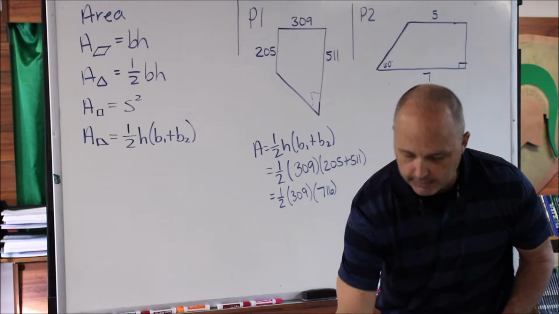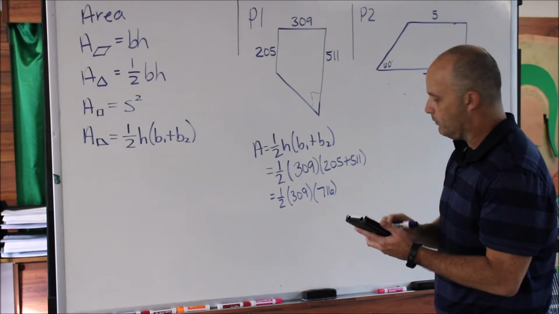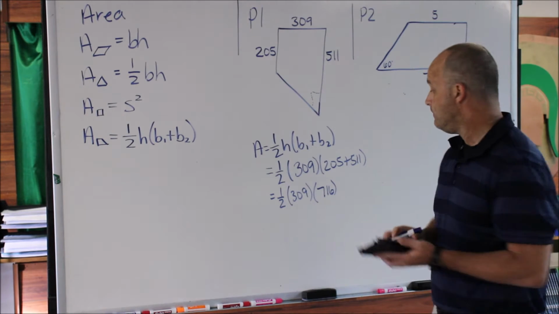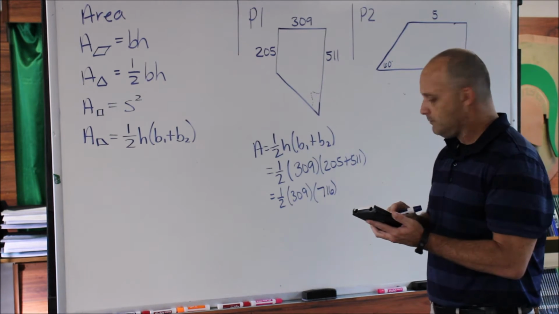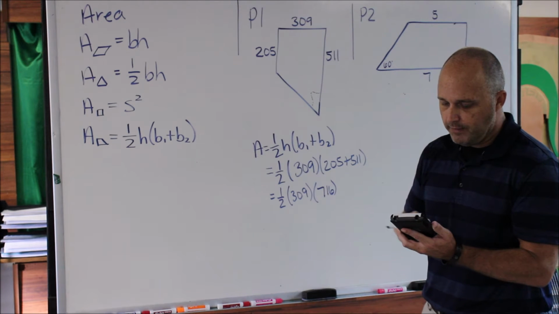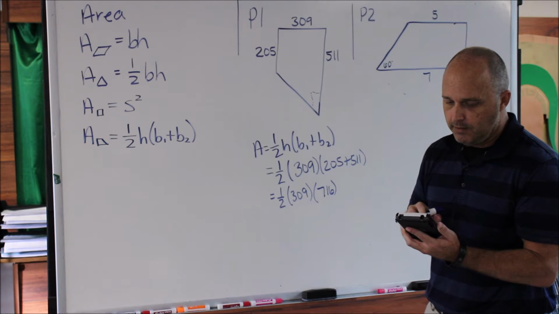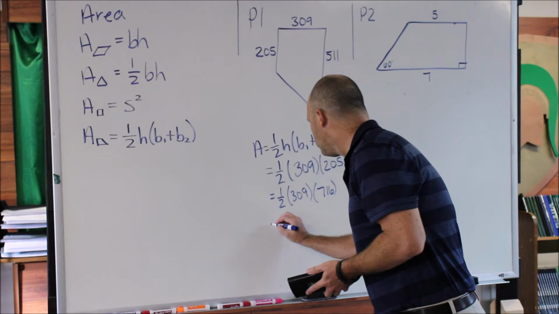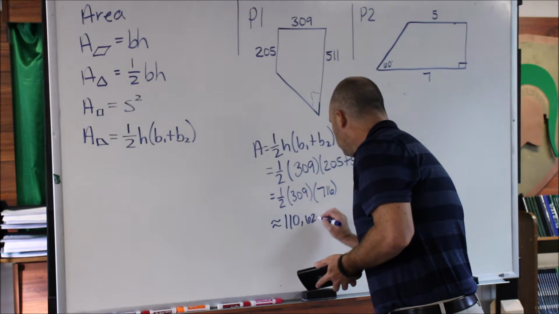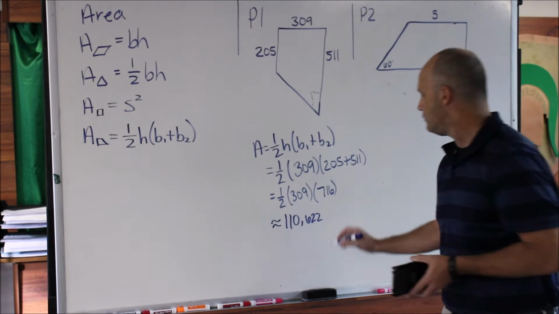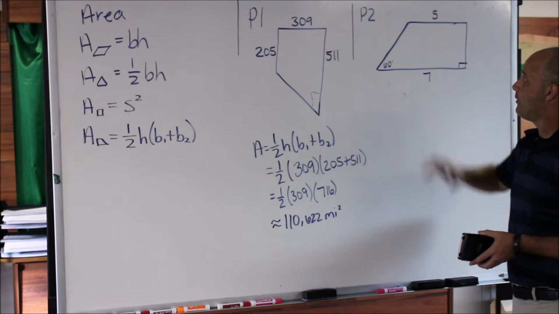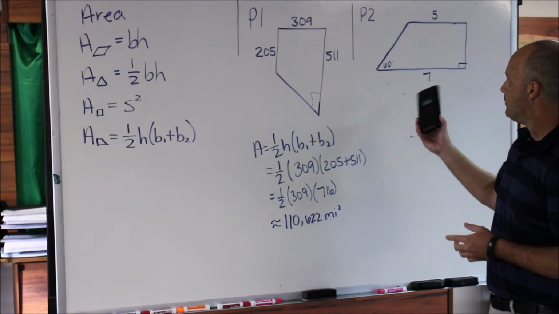So now go ahead and take the calculator out, and we're going to run this through. What I'm going to do is I'm going to run this through instead of as a half, dividing by 2. So 309 times 716, and then divide that solution by 2, and we come up with 110,622. So the area of Nevada is roughly 110,622 miles squared.